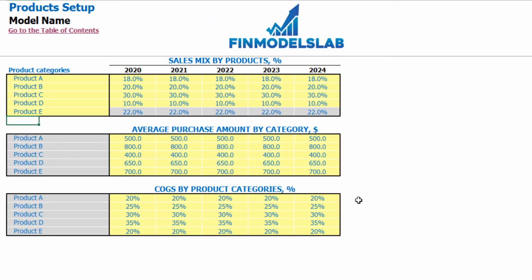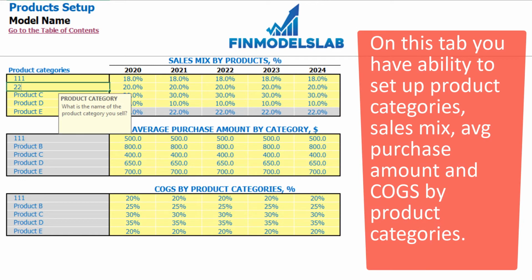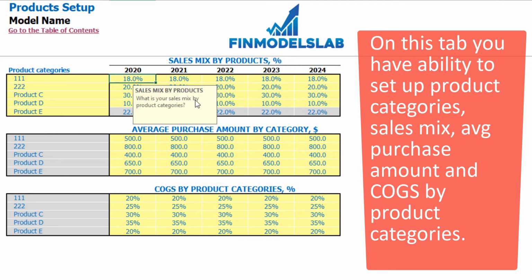On the product step, you can input product categories names like 111, 222, etc. Any name you need. And you can set up the sales mix by products. For example, if you will input something wrong, like 80%, your product number 5, which is 100% minus sum of breakdown of previous 4 products, will be minus 40%. You will see the red color. This means you input something wrong.